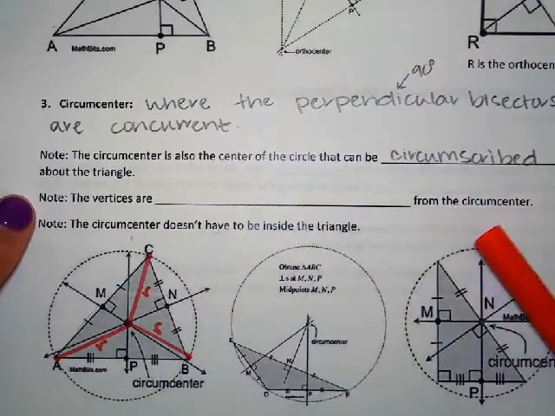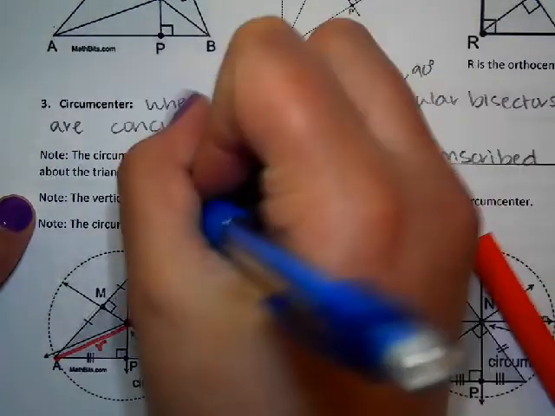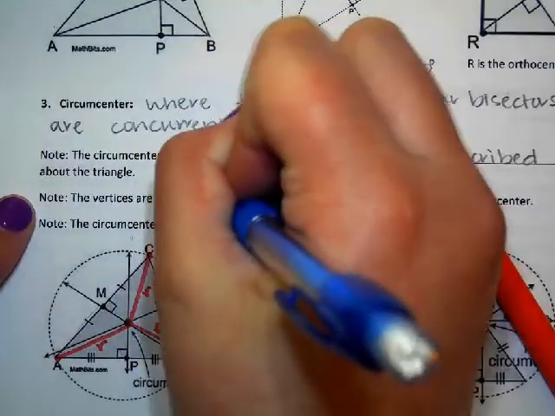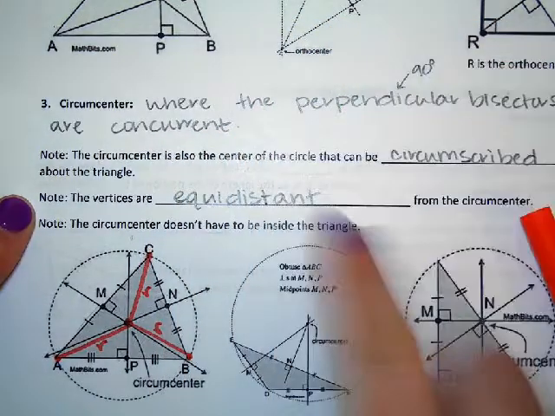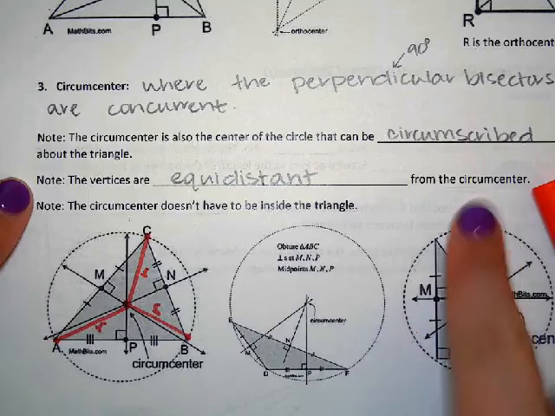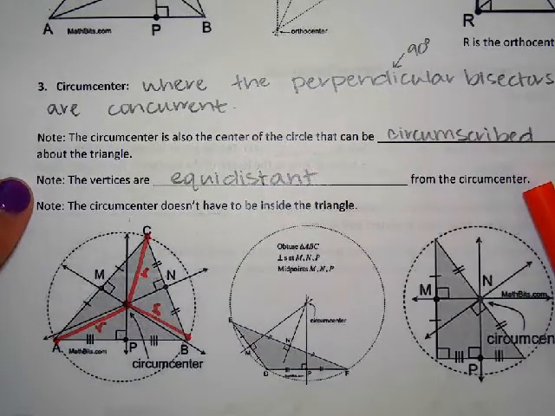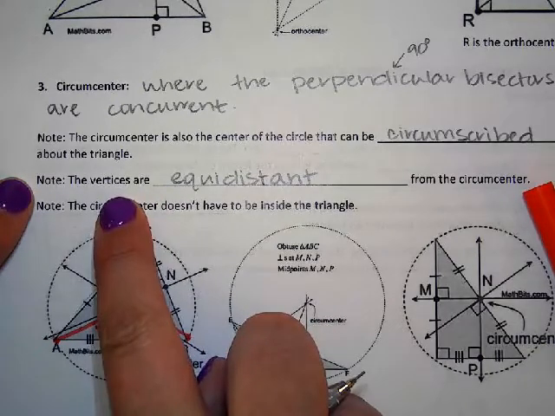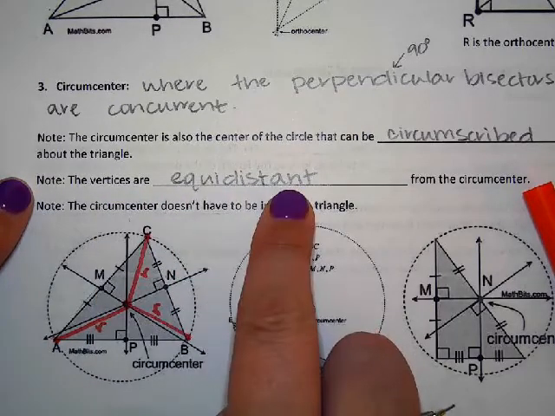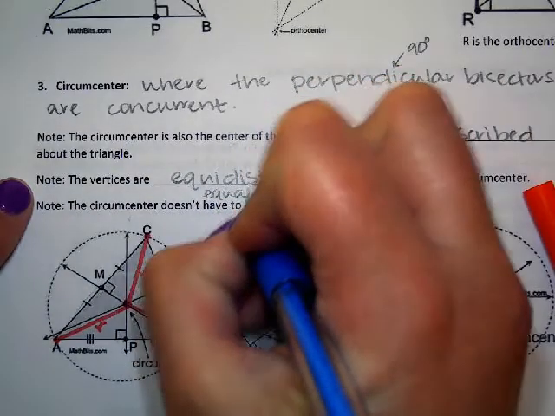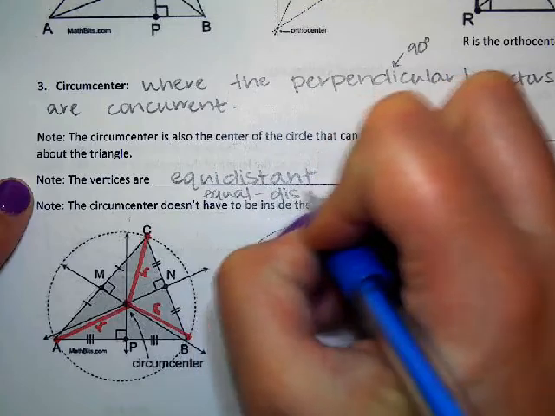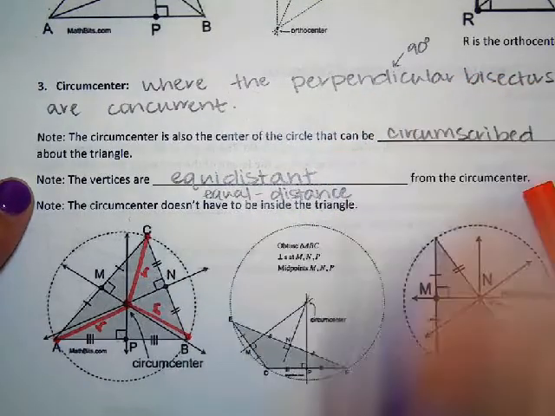The vertices are equidistant from the circumcenter, and that's because the circumcenter to the vertex is the radius of that circle. Circumcenter or vertex? Equidistant. Equal distance. Radius. If you don't like the word equidistant, you can write equal distance instead.